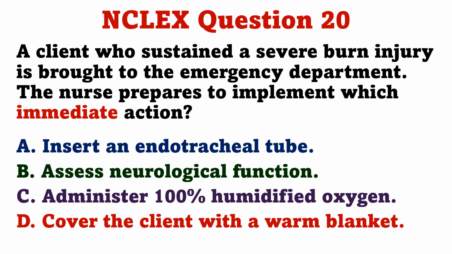Question 20. A client who sustained a severe burn injury is brought to the emergency department. The nurse prepares to implement which immediate action? A. Insert an endotracheal tube. B. Assess neurological function. C. Administer 100% humidified oxygen. D. Cover the client with a warm blanket.